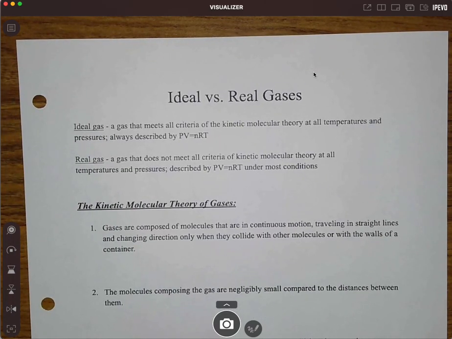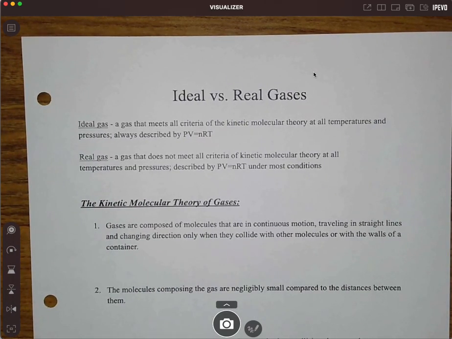Ideal gases versus real gases. The ideal gas law has always carried this little adjective at the front: ideal gas. An ideal gas is one that meets all the criteria of the kinetic molecular theory at all temperatures and pressures. It is always described by PV equals nRT. Of course, as luck would have it, you live in the real world, full of real gases.